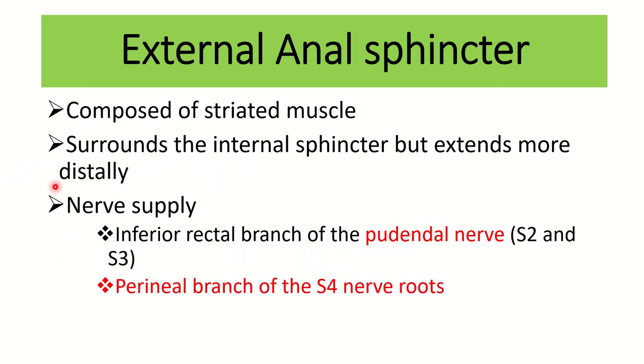And the nerve supply is also very important. Unlike the internal anal sphincter, the external anal sphincter is supplied by the inferior rectal branch of the pudendal nerve, or the pudendal nerve, and the perineal branch of the sacral four nerve root. So this nerve supply is very important for the sphincter.